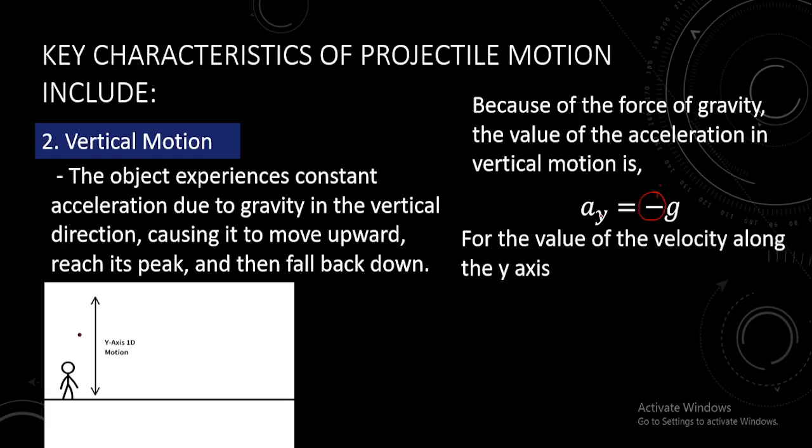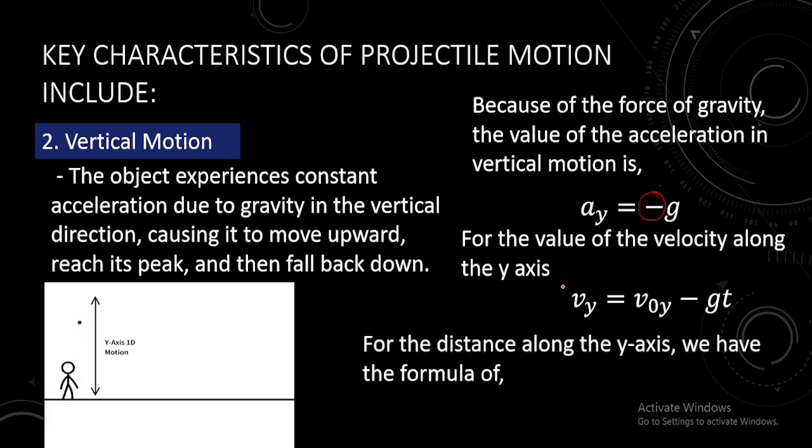For the value of the velocity along the y-axis, we can use the formula v sub y, or velocity along the y-axis, is equivalent to v sub oy minus gt. This is a formula coming from the study of free-fall motion. If you haven't watched that video yet and learned that prerequisite, kindly go back before proceeding, because you might have difficulty understanding projectile motion. If you are able to master that, now you can proceed.